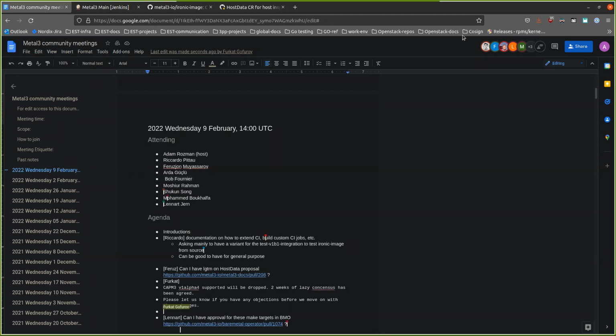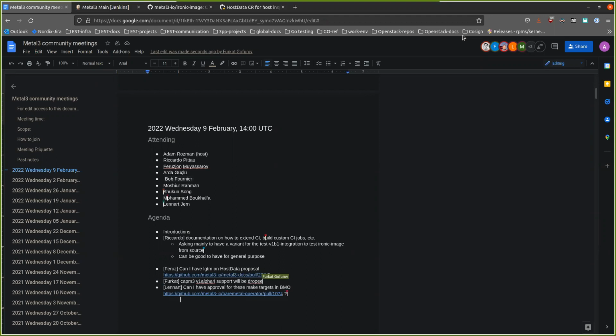It would be just great to have documentation or at least some pointers, some basic stuff like a document or something like that, to understand how we are building and customizing the CI jobs.